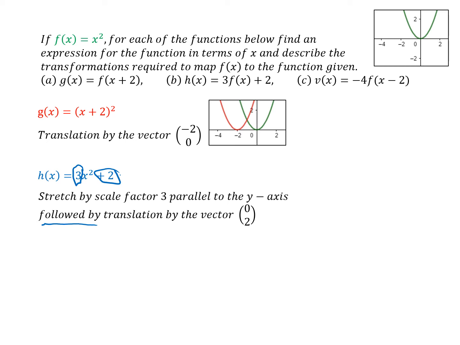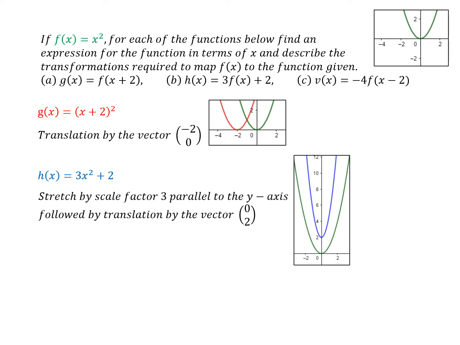So this is what the eventual graph looks like. Again, this little graph is not required to be part of the answer for the question, but it's just there for your information, really. The blue curve you can see here is stretched and then translated by 2 units in the y direction. So what about the final function here, v of x, which is -4 f of x minus 2?